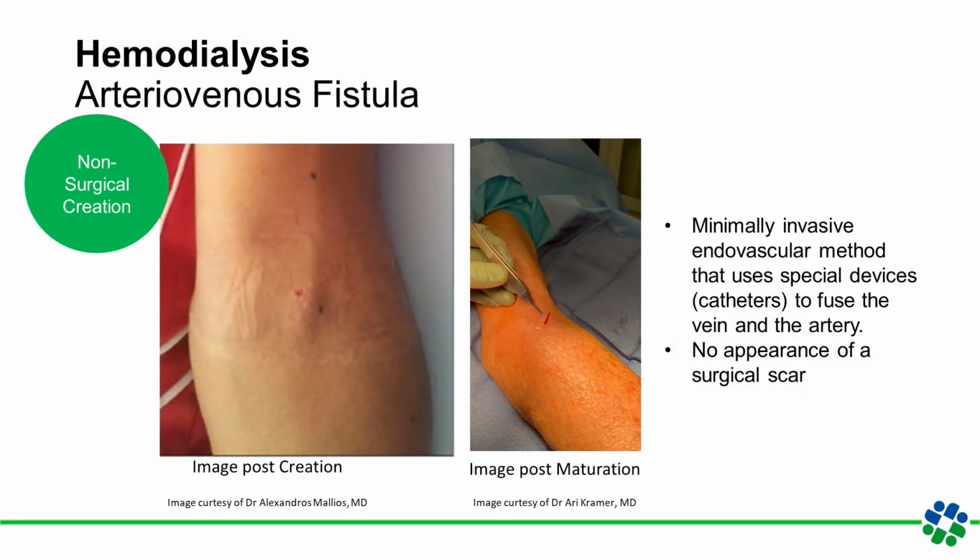Here are representative examples of what a percutaneous fistula can look like. You'll notice the absence of a scar and very minimal footprint as identified on the viewer's right, where the forceps in the surgeon's hand can be seen here. Almost indiscernible from a native arm.